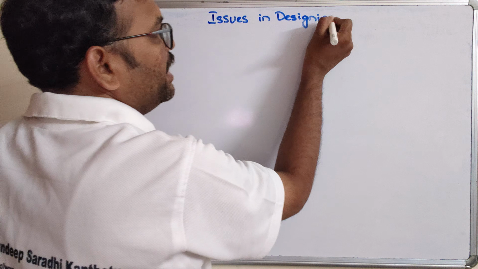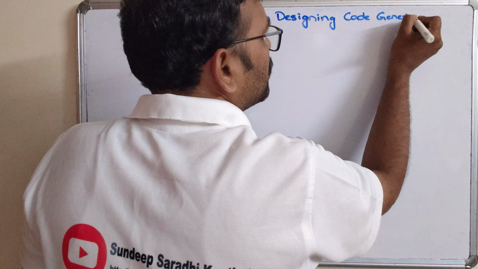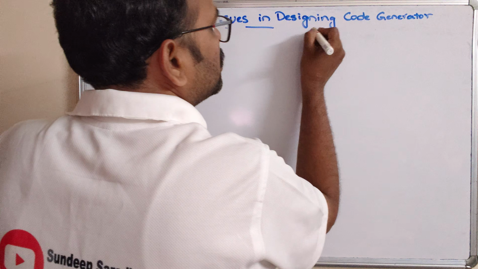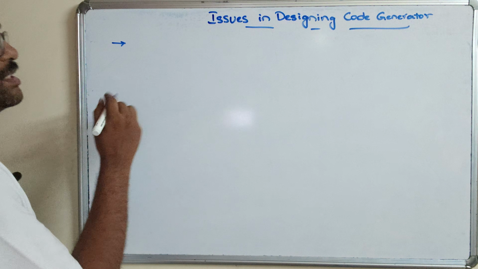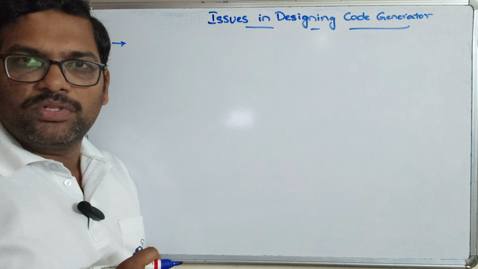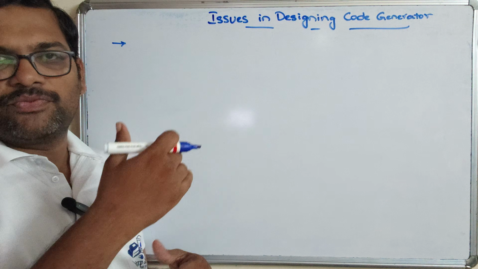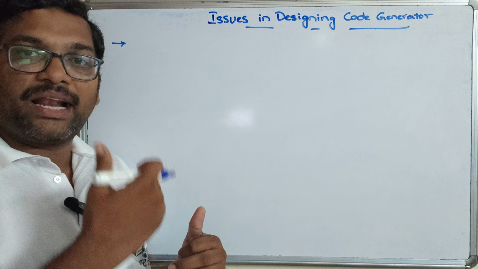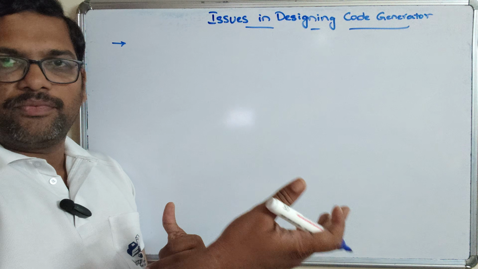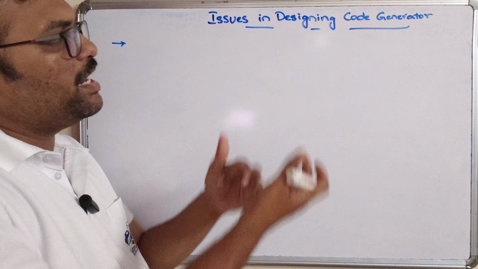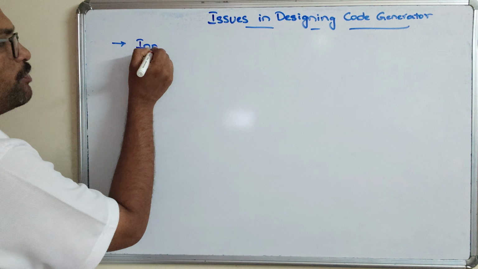Issues in designing code generator. So the first issue is, this is the next phase of intermediate code generation. We have some intermediate representation of the code. First we start from the source code, and now we are at the intermediate representation of the source code. And our next output and the next generator is the code generator. See, the first design issue is the input for the code generator.